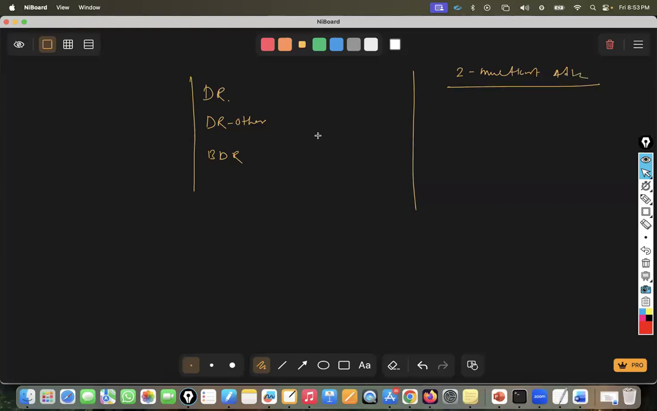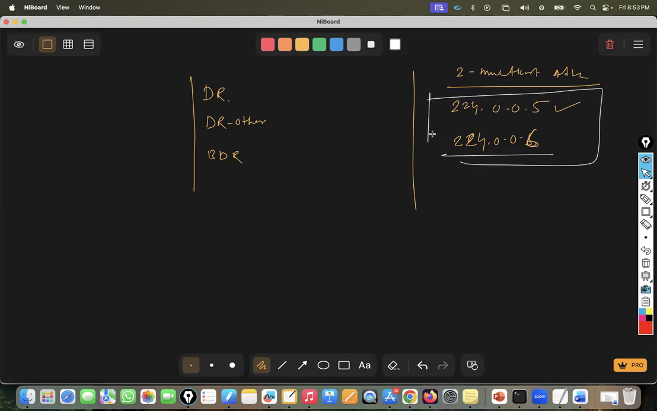So I just explained previously, these 224.0.0.5, 224.0.0.6. So which router is going to use this .5 multicast address? And which router is going to use the .6 multicast address? This question might be asked in the interview.